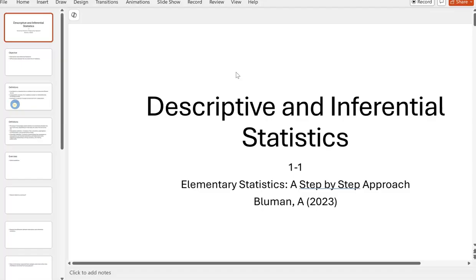What we're going to be talking about is descriptive and inferential statistics. And again, for this course, the selected text is Elementary Statistics: A Step-by-Step Approach by Bluman, written in 2023.